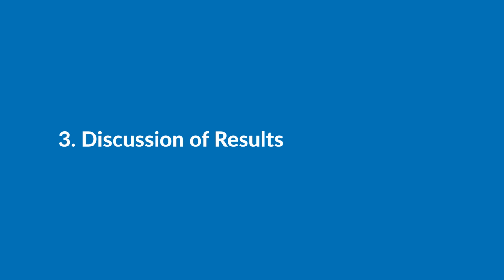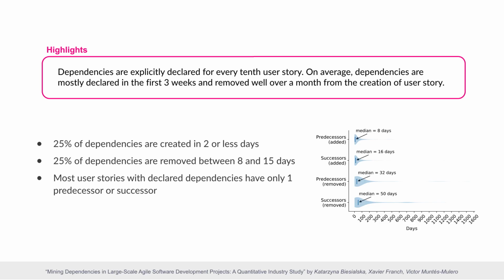Now let us discuss the results of our study. Only 10% of analyzed user stories had a dependent user story. Most user stories with dependencies have only one dependent user story. Having over 2 predecessors or successors for a user story is very rare. In our dataset, the maximum number of predecessors for one user story was 11, while for successors it was 18.